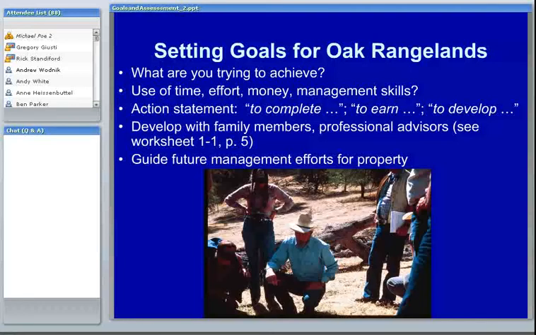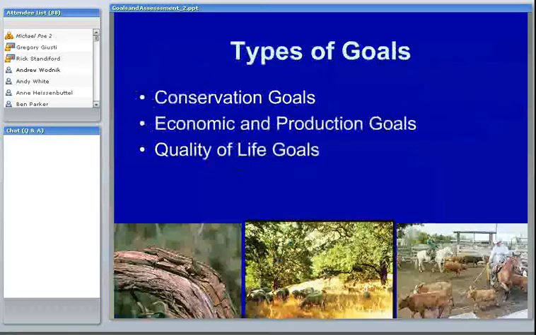But anyway, when you're setting your goals, it's quite important to do this with your family members. Have a number of sessions and go over with them what it is, with your kids, your grandkids, thinking about the next generation. The professional advisors, the registered professional foresters, and certified range managers can be a big help here. Also, you may have your accountant, tax attorneys or estate planners that can be of help as well. But really, those goals are what guide the future management efforts for your property.